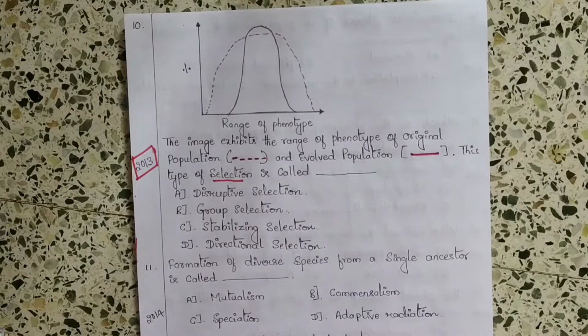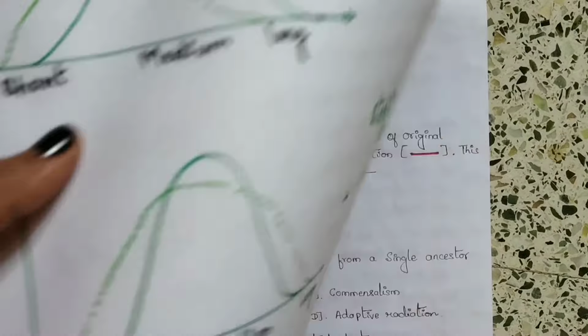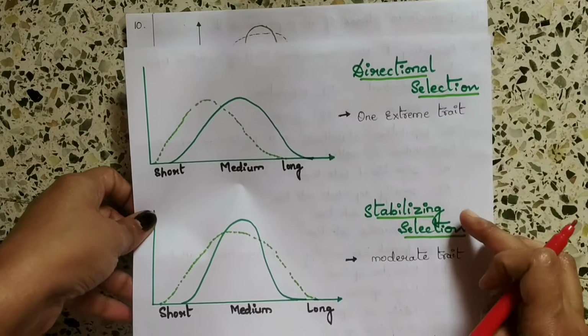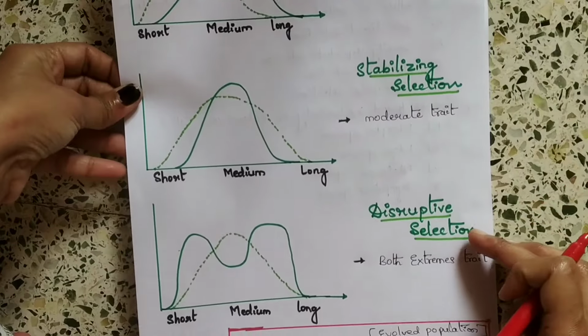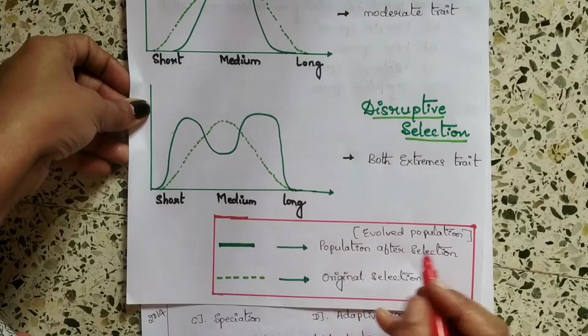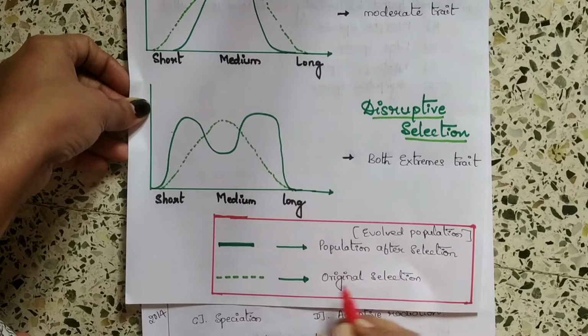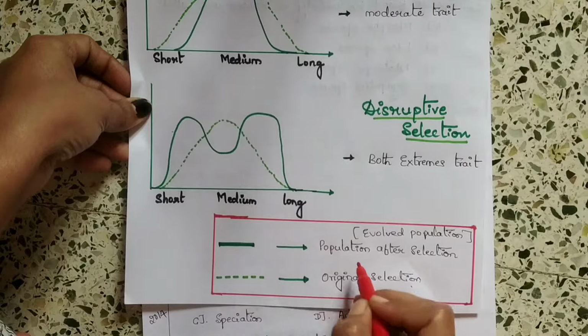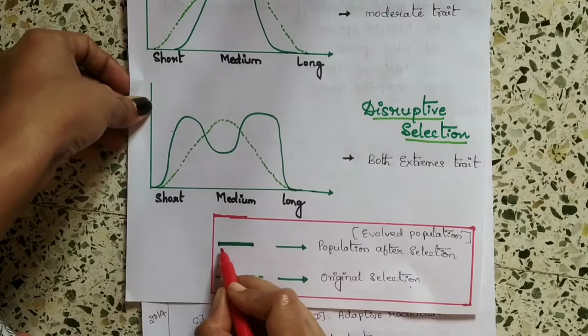So here, as I explained before, there are basically three types of selection. The first one is directional selection, the second one is stabilizing selection, the third one is disruptive selection. Here the keynote is that if you represent it like this, the dotted one represents the original population, and the plain line represents the population after selection, that is the dark green color.